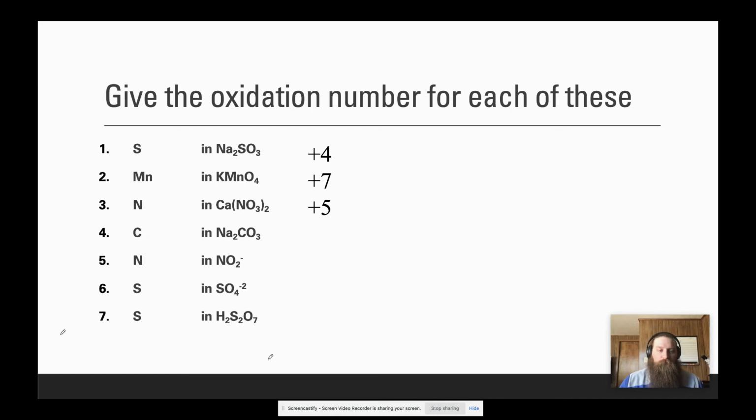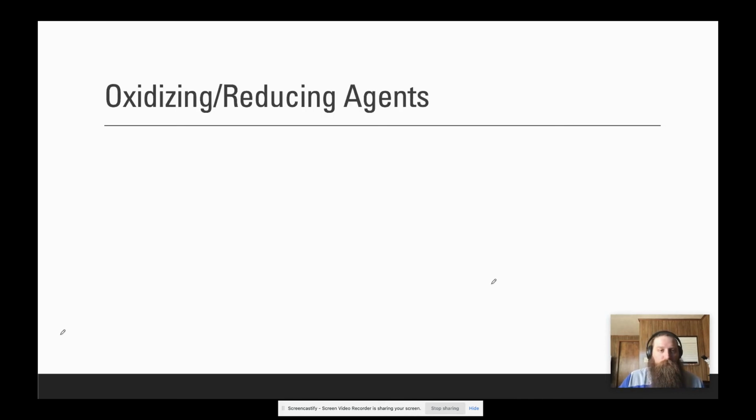So here we go. We have +4, +3, +6, and +6. So that's what we're looking for. We're looking for the oxidation states for these guys right there. Hopefully you found those. If not, let me know. I'll see if I can help you.